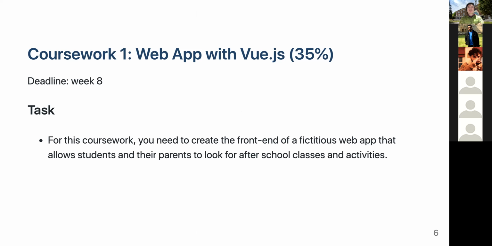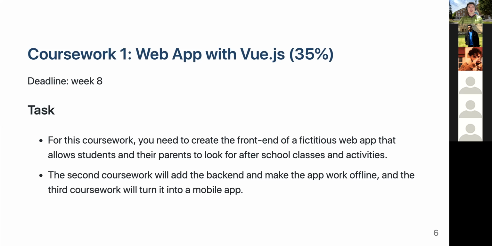So the general idea is you create a web app, which is like an online shop, not exactly, but it allows students and parents to look for after-school classes and activities. So instead of selling something, it helps people to find a class they can join or clubs. And the first coursework does the front end, the part that people can see in their browser or even on their phone or computer.